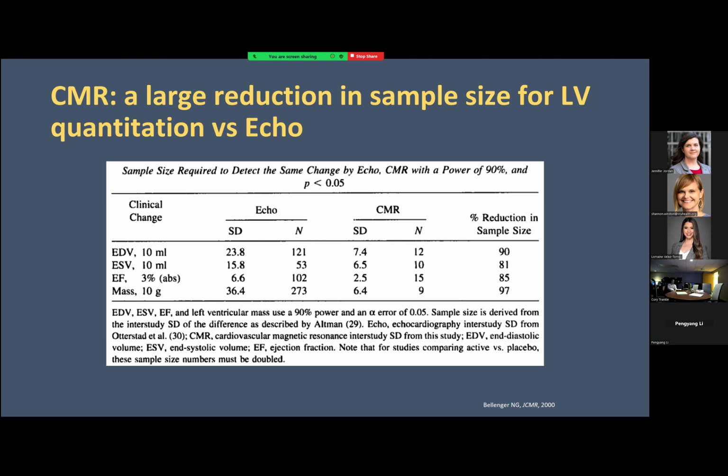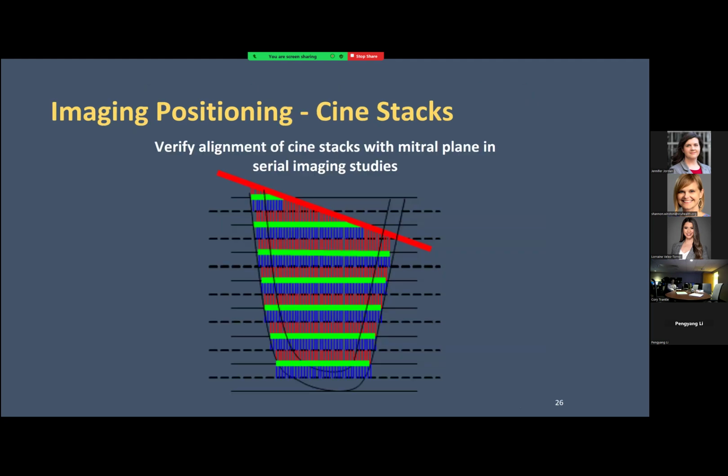When we go to acquire things like the cine stack, we need to make sure, if we're doing serial scans, that we're aligning the cine stack with the mitral plane in the same way each time, because we don't want to have a slightly different angle such that we would include this volume in one scan and not in another. We want to line things up the same way every time.